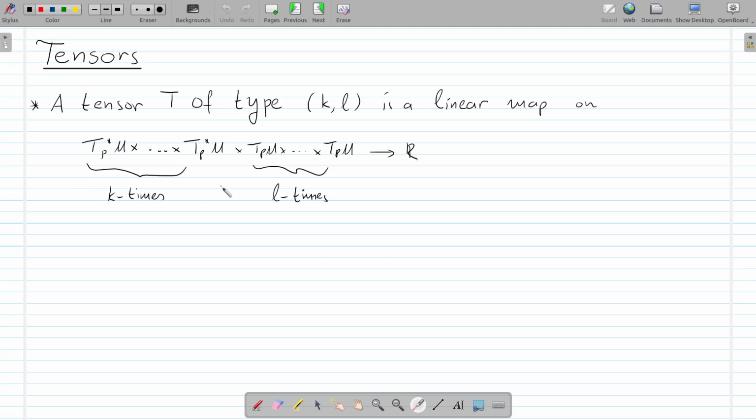So these tuples of one-forms and vector fields must be mapped to the real numbers in a linear way. The type of a tensor, represented by those two integers k and L, is also called the order of the tensor or the rank of the tensor, and in the bibliography it can be found expressed with different names like valence and degree.